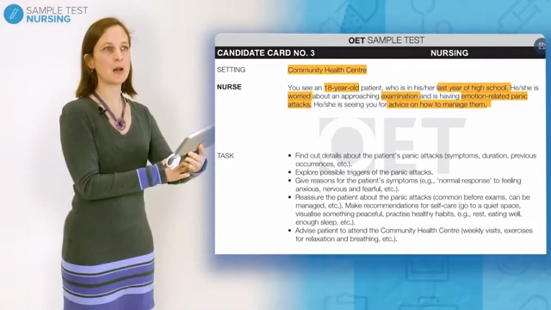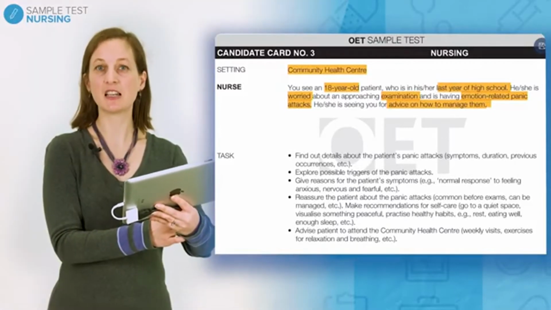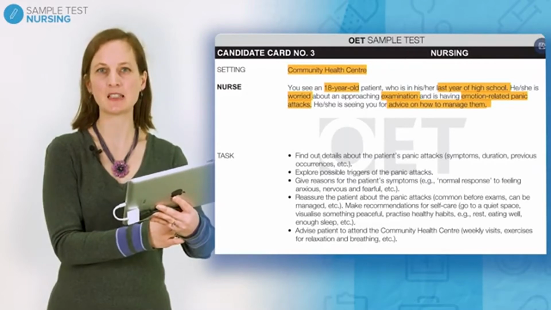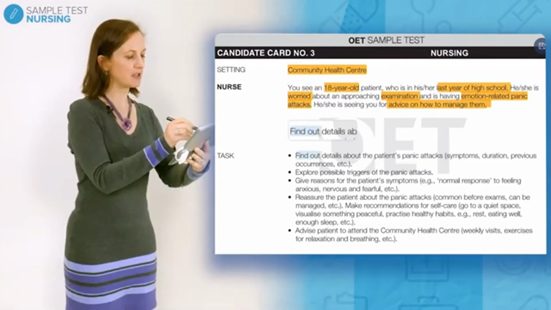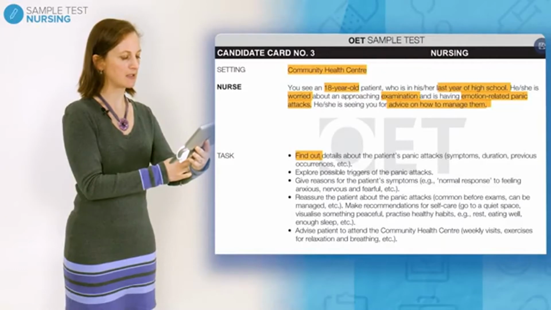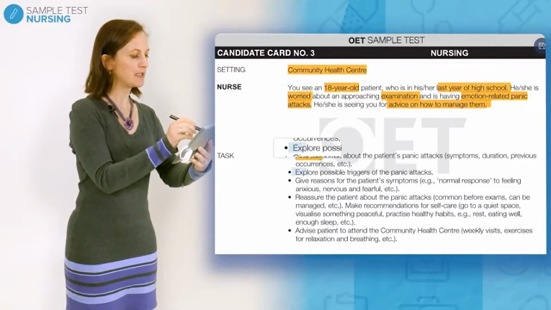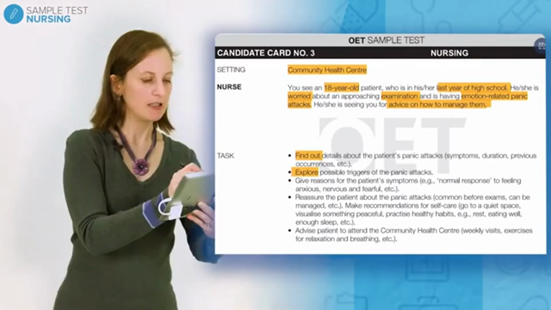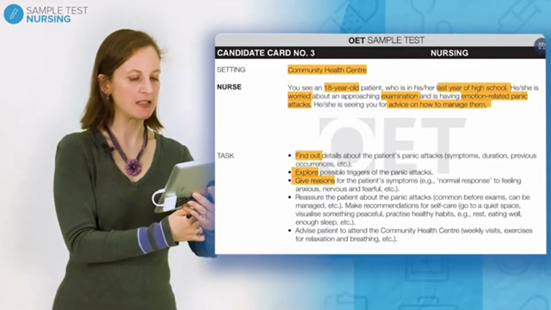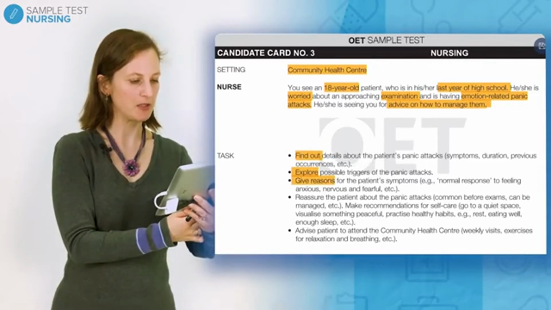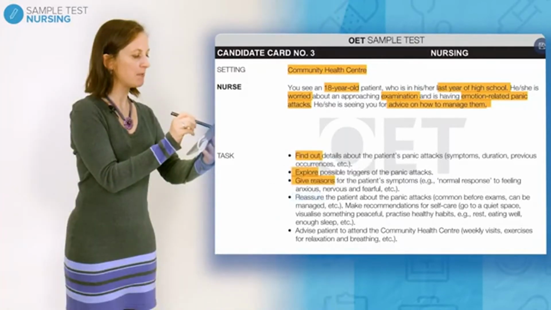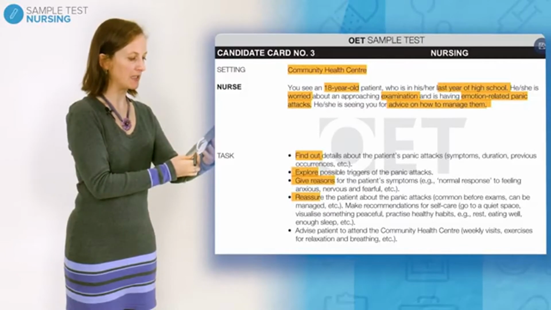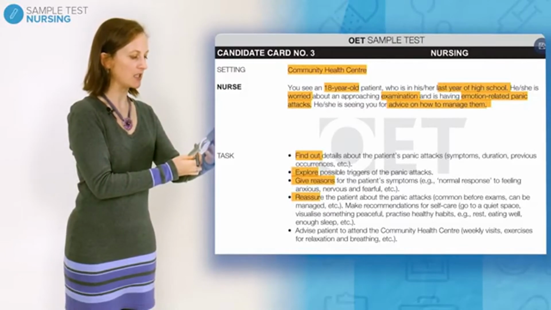Read the tasks to check what needs to be discussed in the conversation. The verbs starting each task are really important in helping me to understand what I will say and how I will say it. Find out means to ask the patient for details about their panic attacks. Explore means to talk with the patient about possible triggers for the panic attacks. Give reasons means to give the patient some explanation for why they have the symptoms. Reassure means to make the patient feel better about the panic attacks and giving them some recommendations for self-care.